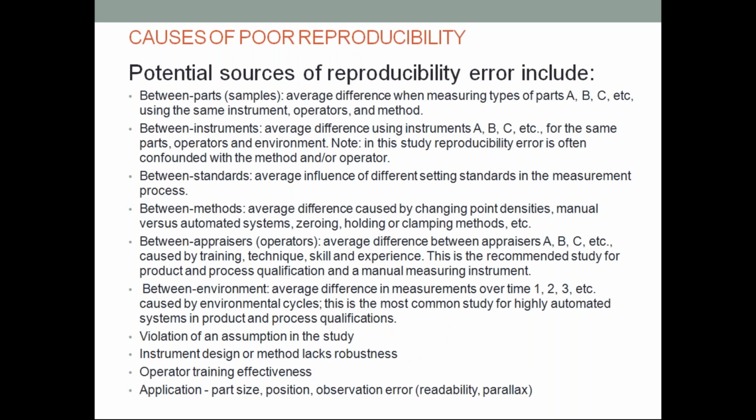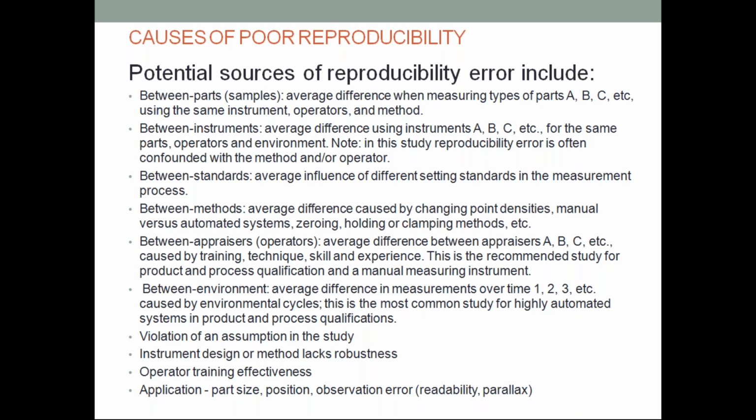So when you have a failed reproducibility, what you're looking for is between types of errors. And again, the whole reason why you should be watching a Gage R&R is if it fails, you need to look for between and within types of errors. So the between types of errors is the average difference in measuring different types of parts.